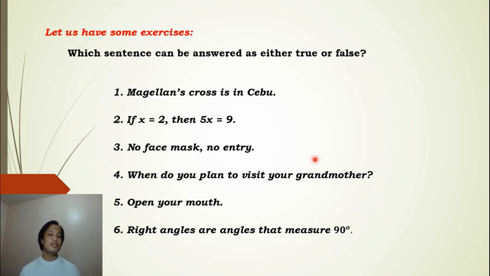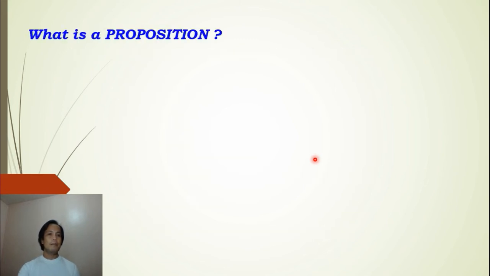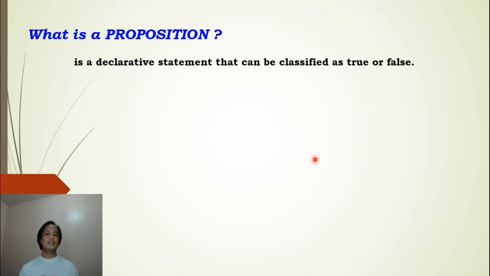And number 5 is, of course, a statement of command. Open your mouth. Okay, so to proceed, what is then a proposition? A proposition is a declarative statement that can be classified as true or false.